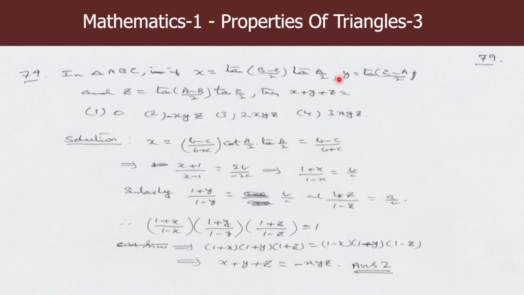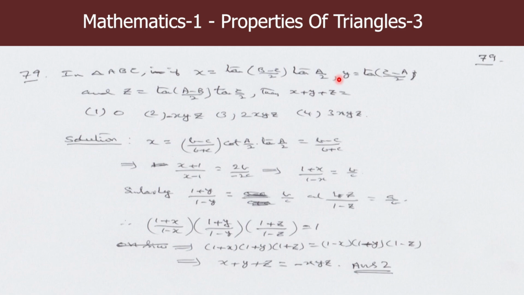Now you take x is equal to (b minus c) by (b plus c) into cot(A/2) and tan(A/2), is it not? So that is small b minus small c by b plus c. So using componendo and dividendo, (x plus 1) by (x minus 1) is equal to 2b by minus 2c, or (1 plus x) by (1 minus x) is equal to b by c. Similarly, (1 plus y) by (1 minus y) is equal to c by a, and (1 plus z) by (1 minus z) is equal to a by b.